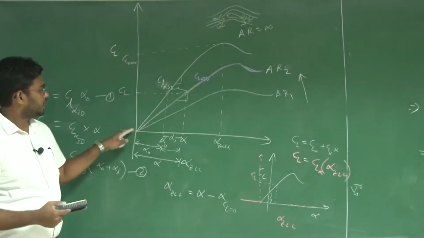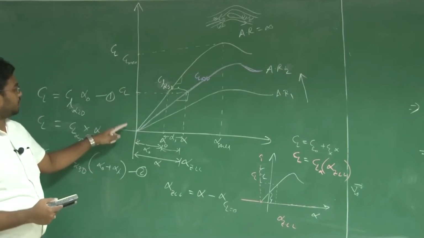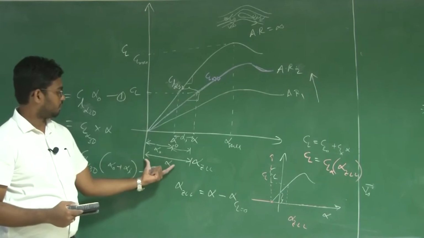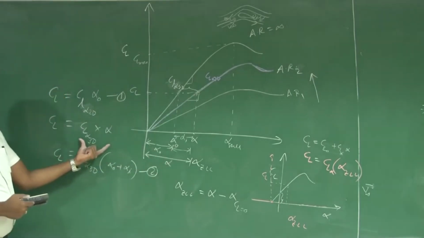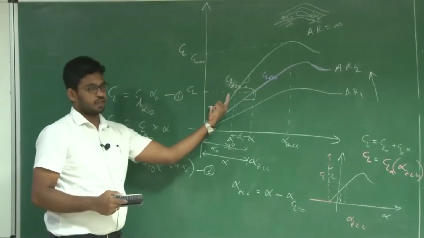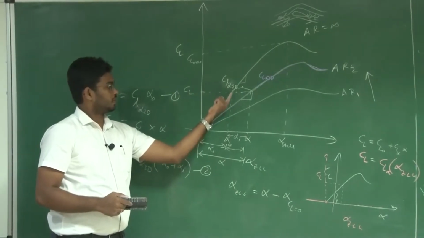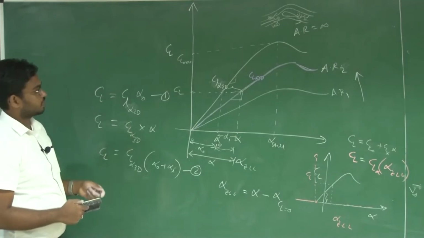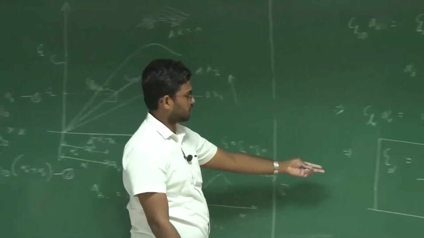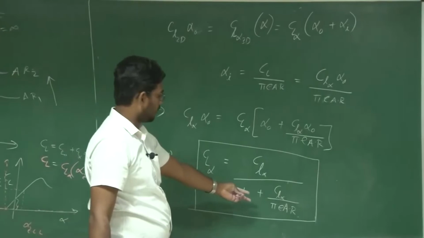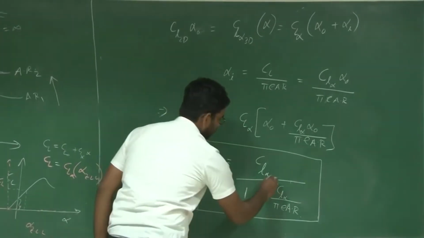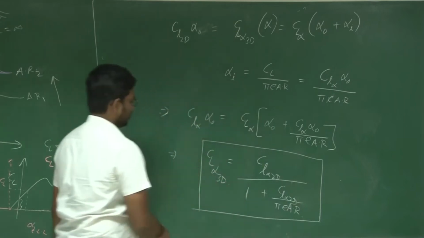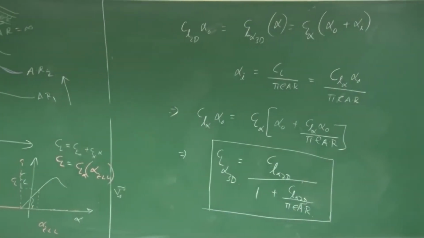Now by assuming a linear equation here, CL is equal to CL alpha of the 3D wing into alpha. The same CL can be achieved by an airfoil at a lesser angle of attack, say alpha naught. Now equating these two, you get CL alpha is equal to CL alpha 2D by 1 plus CL alpha 2D by pi E AR. Again, 2D and 3D to complete this equation.